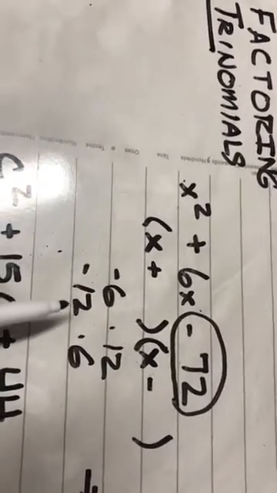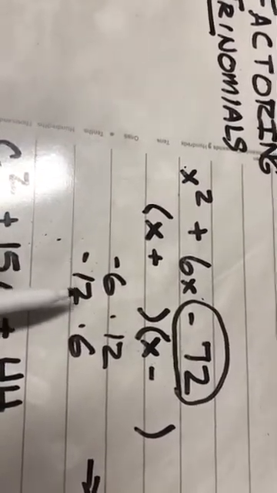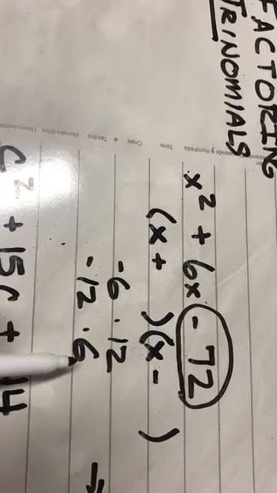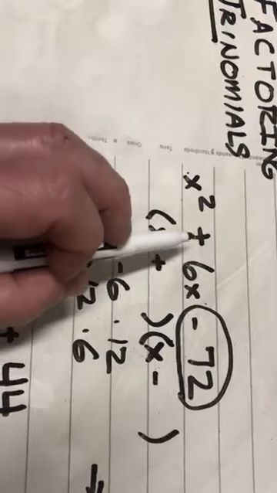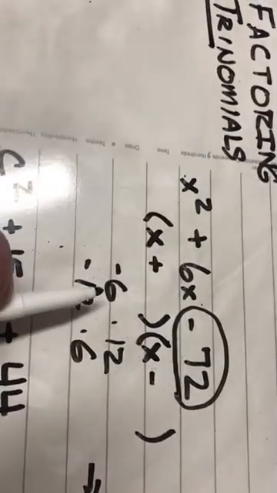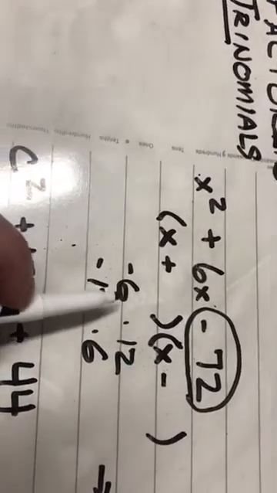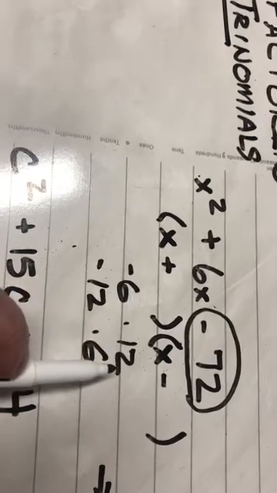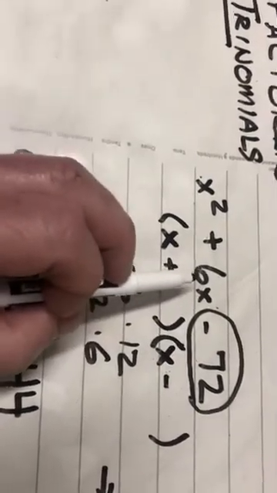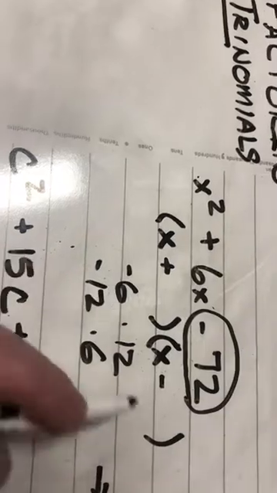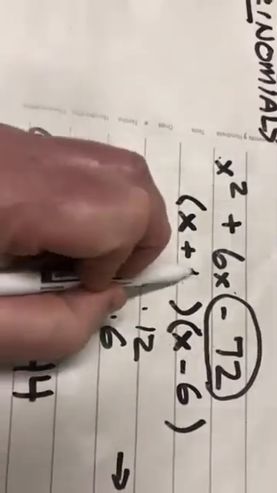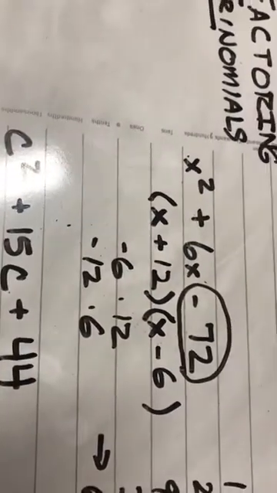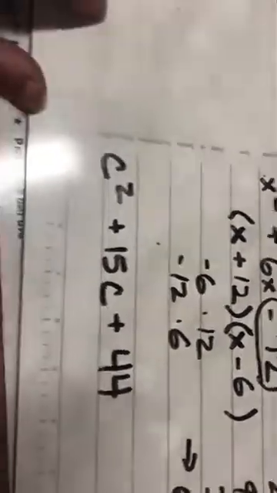Well, if I go to my calculator and I plug in negative 12 plus 6, that actually equals negative 6. But I don't want negative 6. I need positive 6. When I go to my calculator and I plug in negative 6 plus 12, I get positive 6. So my answer has to be a negative 6 and a positive 12. Very important that you do that right.